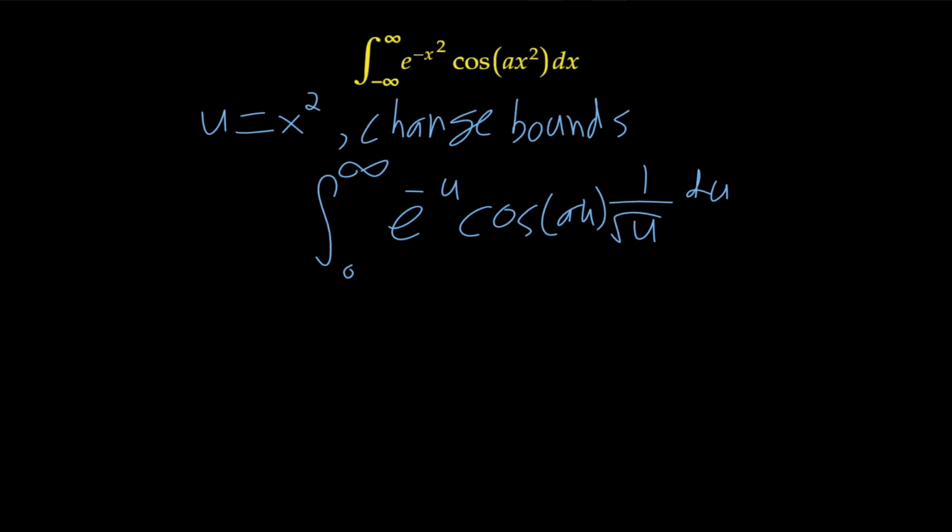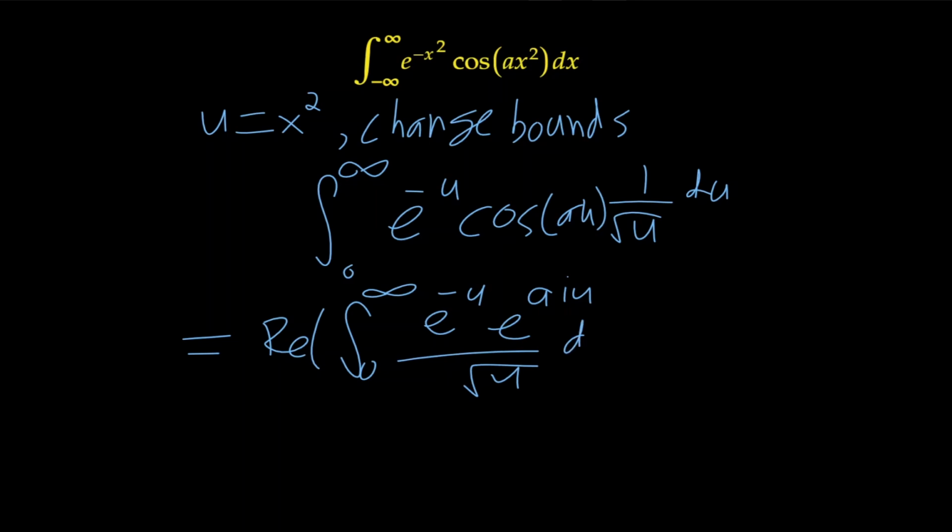But what's interesting is that cosine can actually be expressed in terms of e. We can just say now that this is equal to the real part of the following integral using Euler's identity. So 0 to infinity still, of course. We have e to the minus u and then times e to the a i u. And then square root of u du.